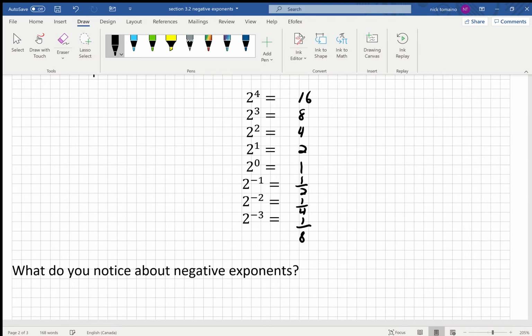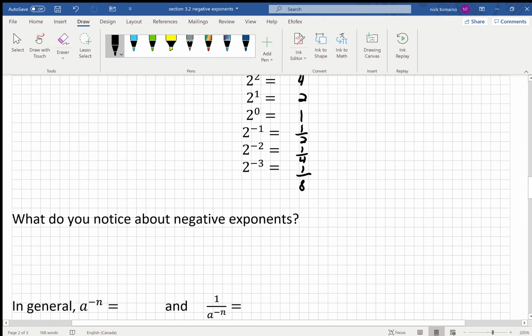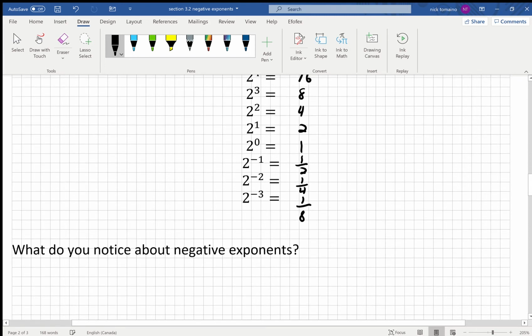All right, so I said, what do you notice about negative exponents? So essentially, it's very similar to its positive counterpart. So for example, 2 to the 2 is 4, 2 to the negative 2 is 1 over 4. 2 to the 1 is 2, 2 to the negative 1 is 1 over 2. 2 to the 3 is 8, 2 to the negative 3 is 1 over 8. So essentially, a negative exponent just means the reciprocal.